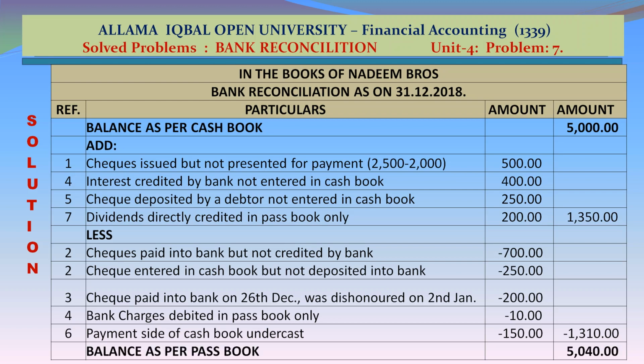Finally, the balance as per passbook is 5,040. That is 5,000 rupees plus 1,350 less 1,310, which equals 5,040 rupees. Recap.